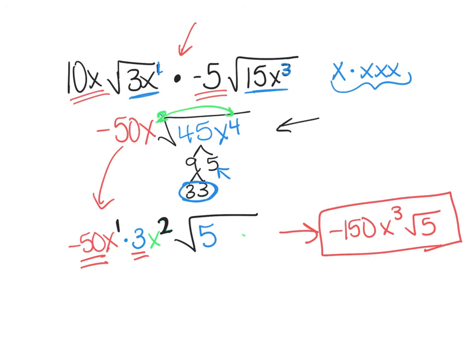So in summary, we started by multiplying the parts outside the radicals, 10x times negative 5. Then I multiplied inside the radicals, and then we simplified that as much as we possibly could.